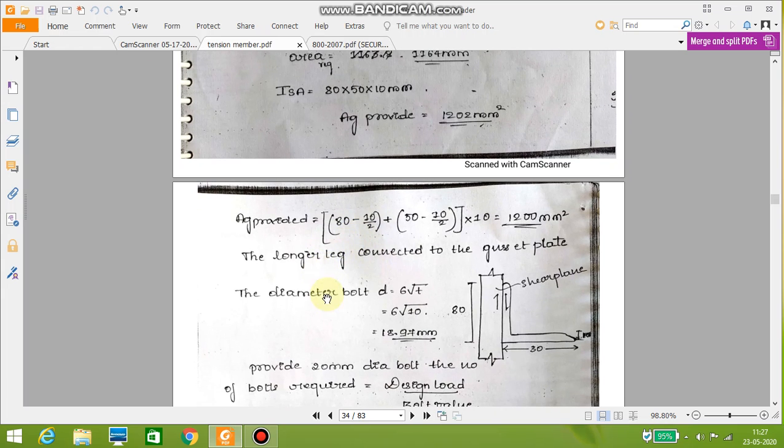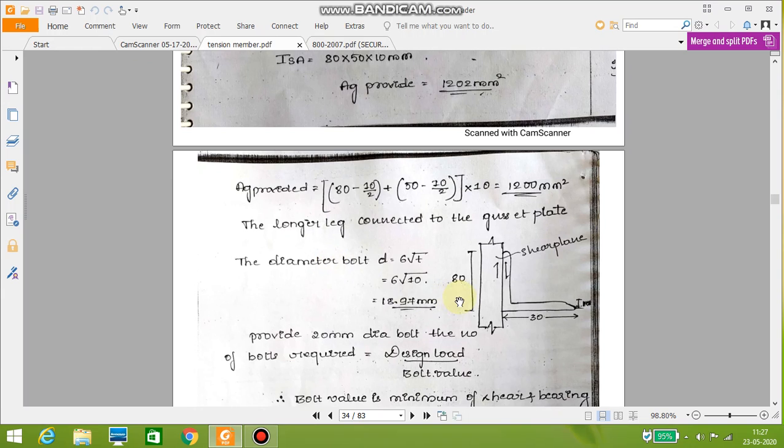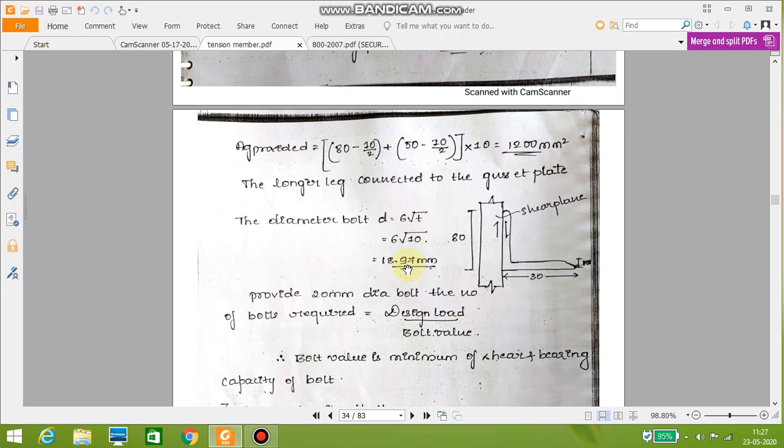The longer leg is connected to the gusset plate. Let us assume the longer leg is connected to the gusset plate. That means the 80 mm side or leg is connected to the gusset plate, and the 50 mm leg is the outstanding leg here. The diameter of the bolted connection also we need to design here.